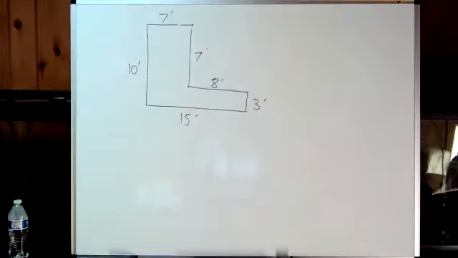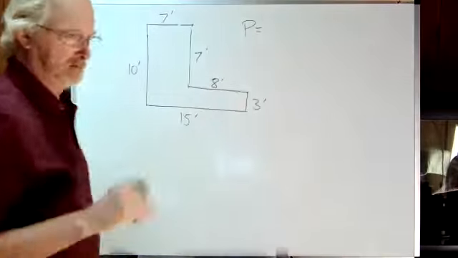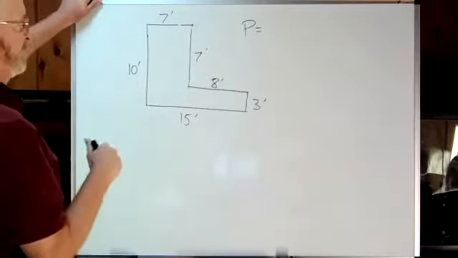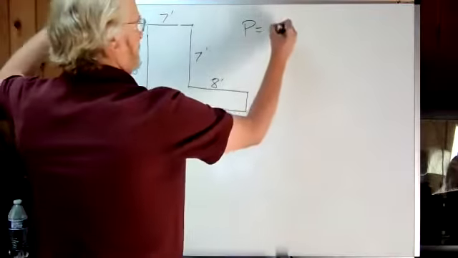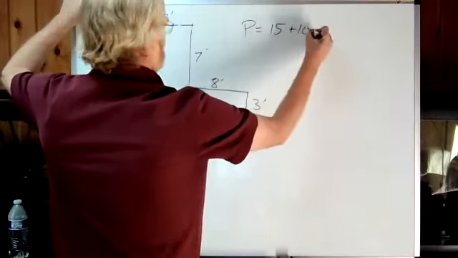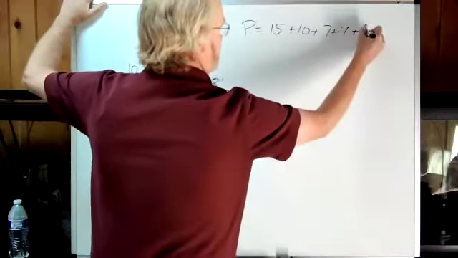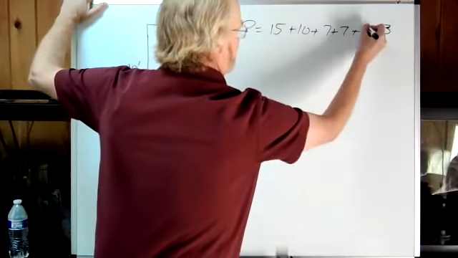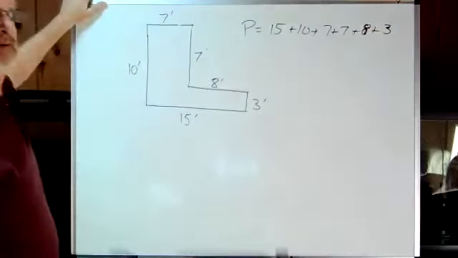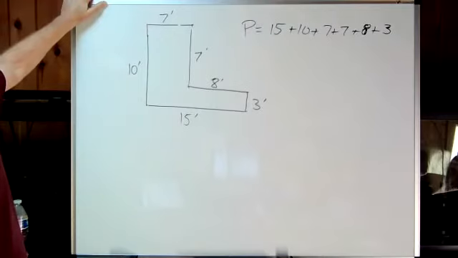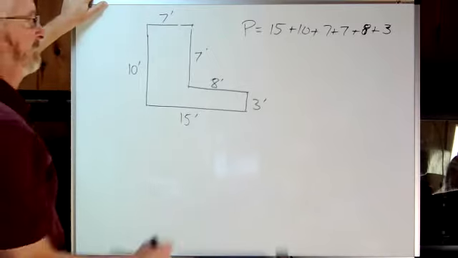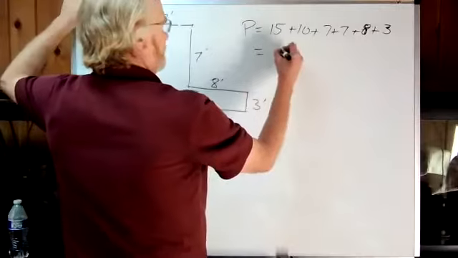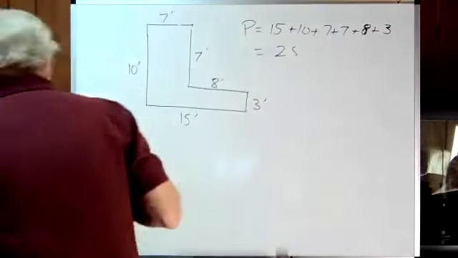Now I'm just adding up all those different sides. Here, it's not that simple formula directly, but here I have, let's say, 15 plus 10 plus 7 plus 7 plus 8 plus 3. Just adding up all those side lengths. That's perimeter. How far around is it? If I had to put a fence on it or something like that, how much fencing would I need? And I'm going to cheat here and say it's 50 feet.